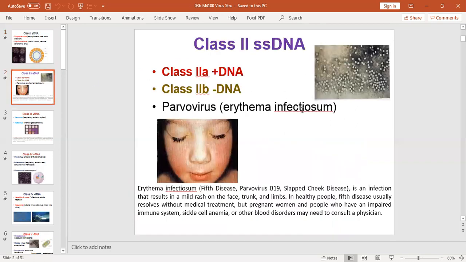Slide number 2, class 2 single stranded DNA viruses. Class 2 can be divided into 2A, those viruses that have a positive or sense DNA strand, and class 2B or negative DNA strand or antisense. A common virus in this category is parvovirus, and it causes erythema infectiosum. Erythema infectiosum is also referred to as fifth disease, parvovirus B19, or slapped cheek disease. At the bottom of the slide, I have included a little bit of information about what the virus infection looks like.